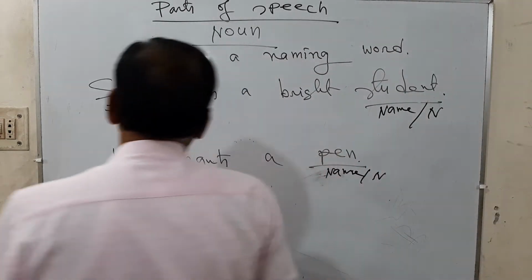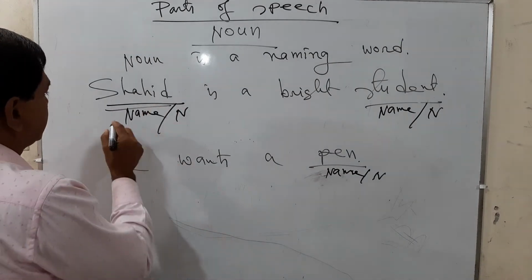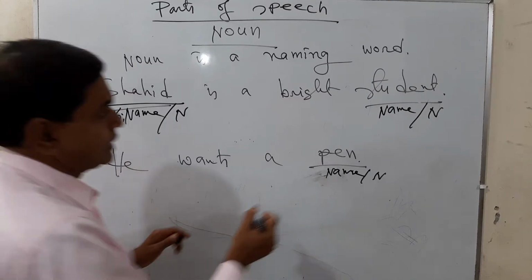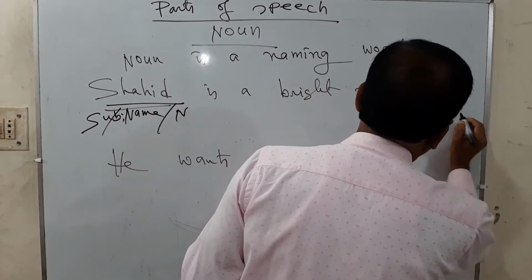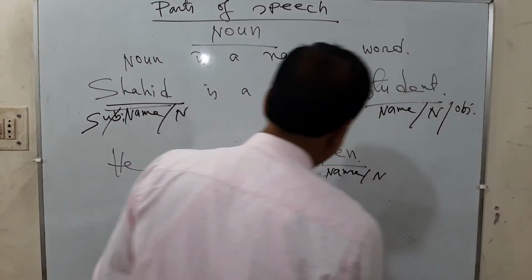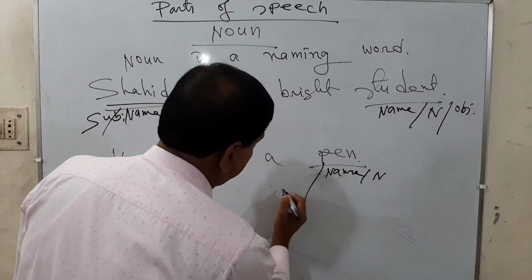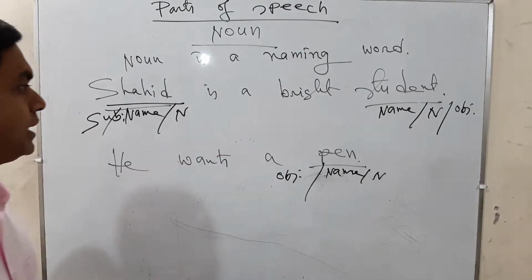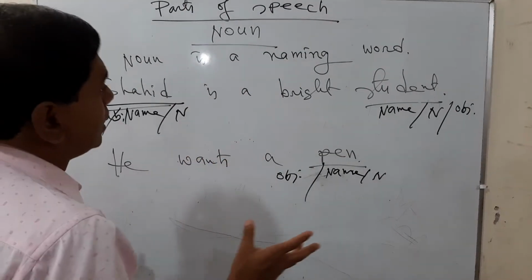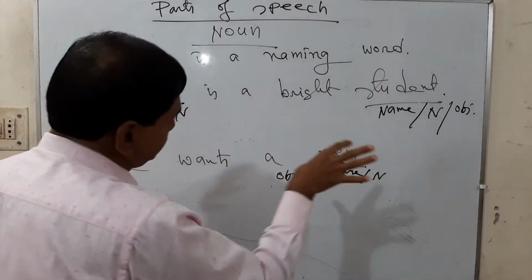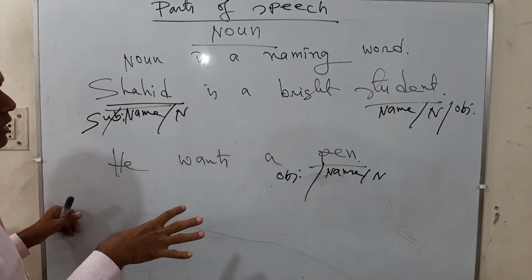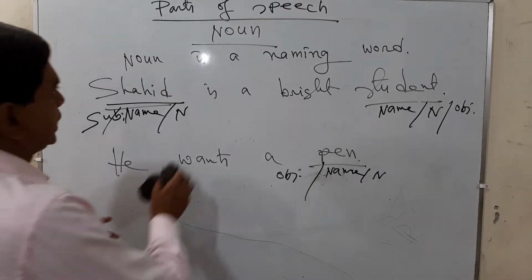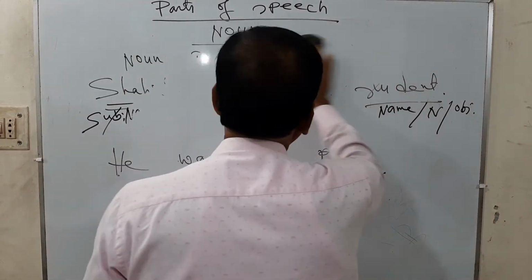In the first case, Shahid is the subject. In the second case, student is the object. And pen is the object. So now, we can easily think about it: a noun is a naming word, and it is used in different ways. Now we are going to the next example to make it clear for you.